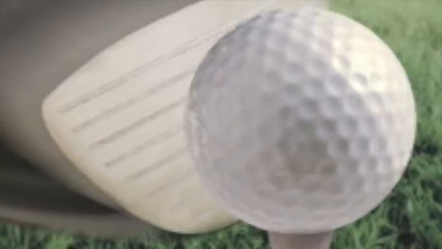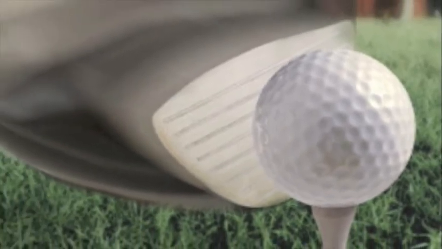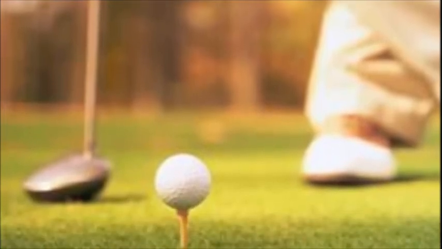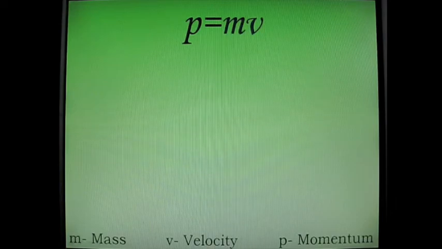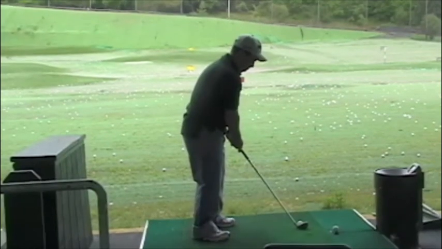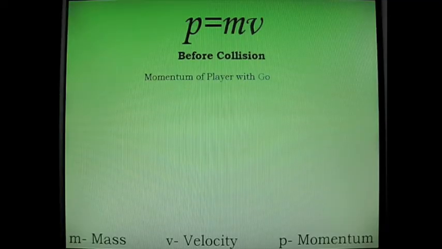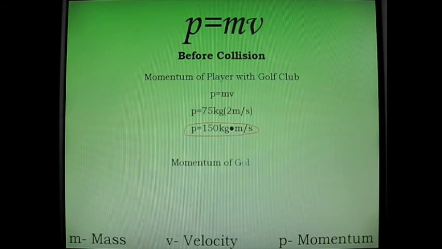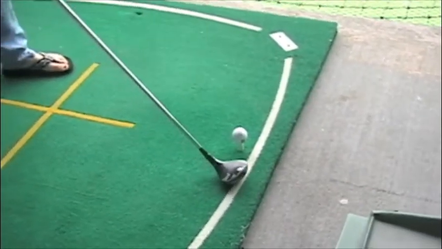In order to prove that momentum is conserved and figure out the velocity of the golf ball after the collision, we must first find the added momentum of all parts before the collision. We use the formula momentum equals mass times velocity to do this. For example, if a golfer with a golf club has a combined mass of 75 kilograms and swings his club at 2 meters per second, we can calculate his momentum to be 150 kilograms times meters per second. The golf ball, which is 0.045 kilograms, has a momentum before the collision of 0, since it is at rest.